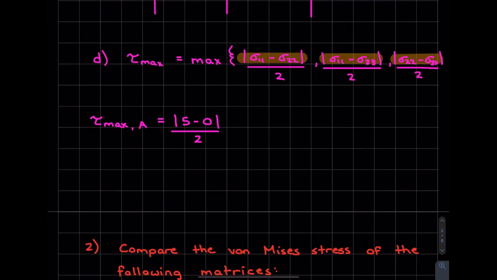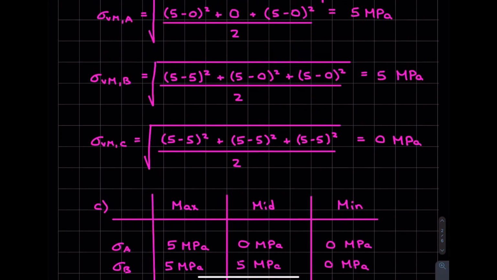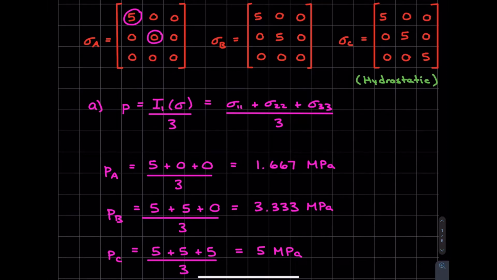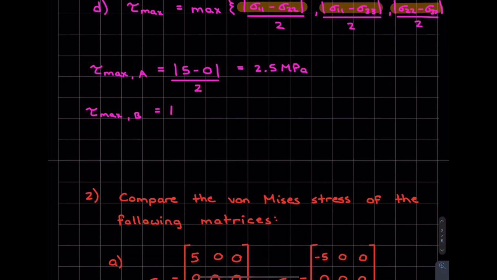Some of them won't be so easy to tell which one the maximum value is, but let's be honest, it's actually pretty easy to do. So this is just going to be 5 divided by 2, which is 2.5 MPa. Come down here, tau max of B is going to be the same thing. We want to find the maximum and the minimum principal stress. If we go up to sigma B, we know the maximum is 5 and the minimum in this case is 0. So it should be exactly the same as before: the absolute value of 5 minus 0 divided by 2, which again is equal to 2.5 MPa.